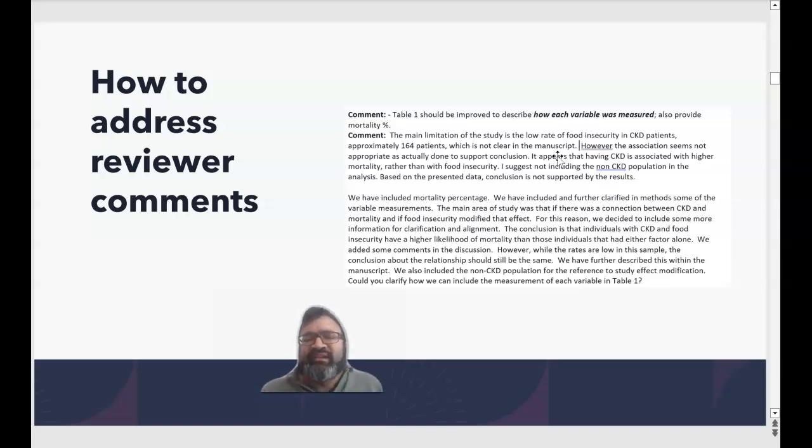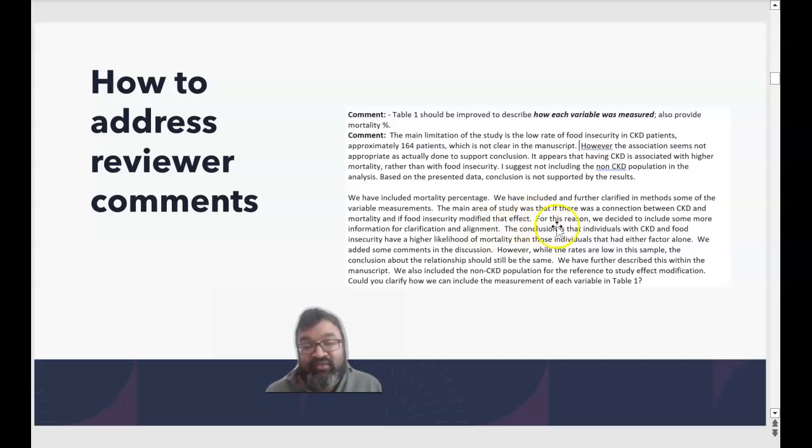So one reviewer indicated that there needed to be an R-squared to look at the strength of the association, and this was not something that was available for people that run Cox regression. Here I'm still trying to answer this. The main area of study was whether there was a connection between CKD and mortality, and if food insecurity modified that effect. So this is the main place that I included this statement within the paper. And I said, for this reason, we decided to include some more information for clarification and alignment.